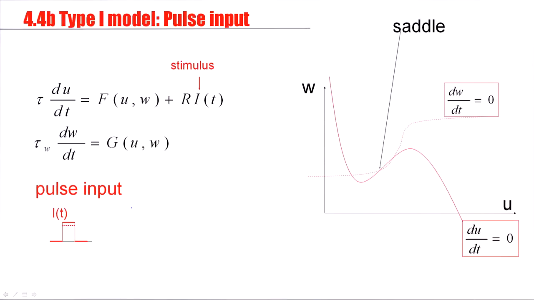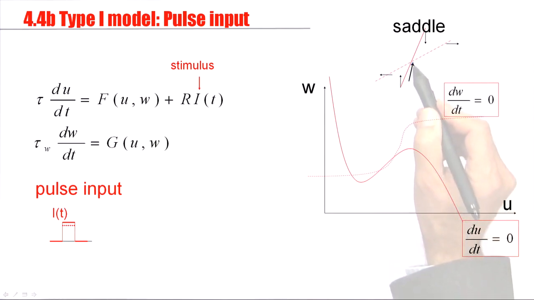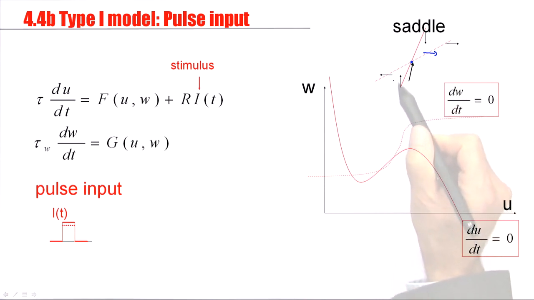So let's discuss this again. This is the saddle point. The saddle point is characterized by a flow pattern where in one direction there's a movement towards the saddle point, whereas in other directions there's a movement away from the saddle point.